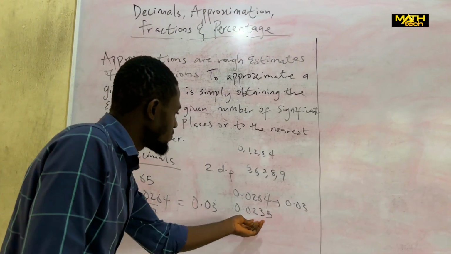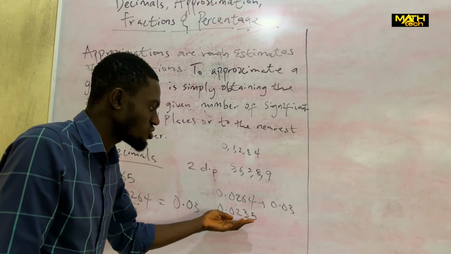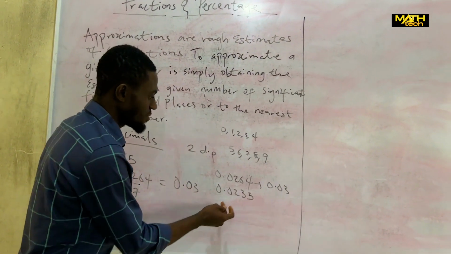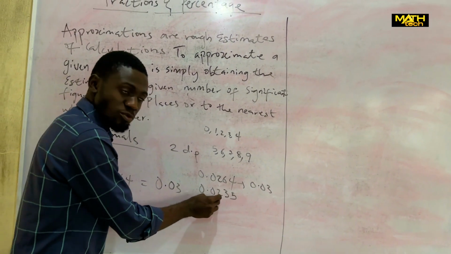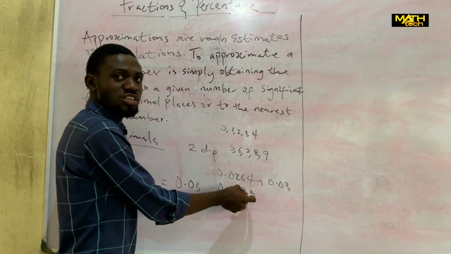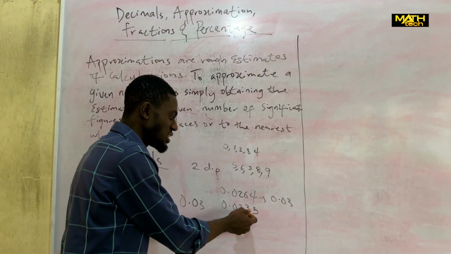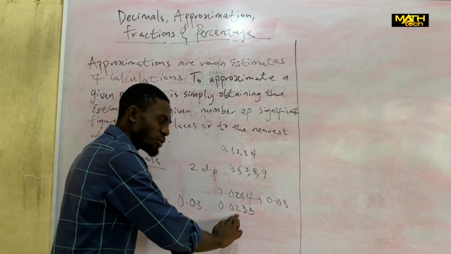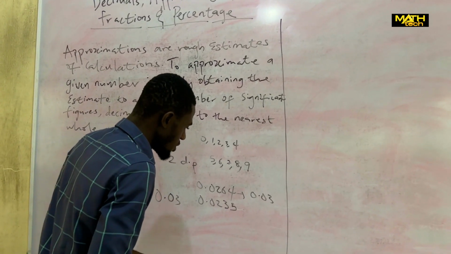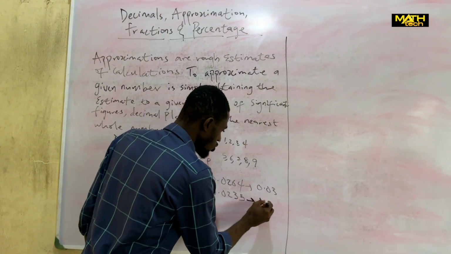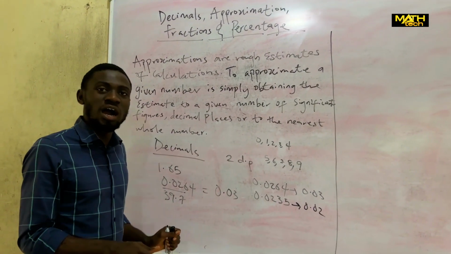But now, when we are asked to approximate this number to two decimal places, don't forget, after the decimal, the second value here is 2. So this is where it's supposed to stop. But the next value here, which is the third value, is less than 5. So it means that it should be rounded down, so we still have it to be 2. So here will be giving us 0.02.